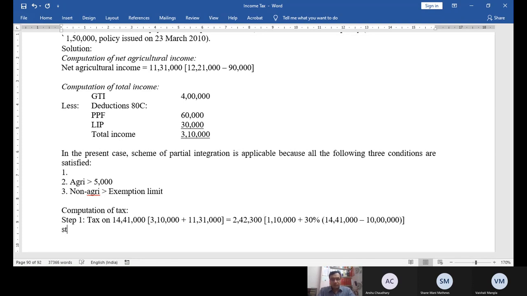Step 2. Now you merge agriculture with exemption so that all exempted incomes are clubbed basically. Tax on agriculture plus exemption limit. Exemption limit is 3 lakh. Agriculture is 11,31,000. That is 14,31,000. How much is the tax? 1,10,000 plus 30% of 14,31,000 minus 10 lakh.